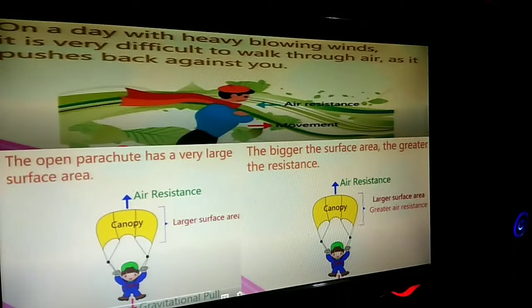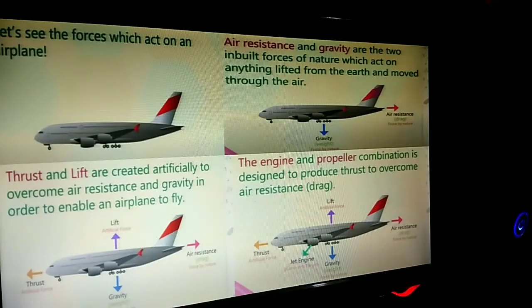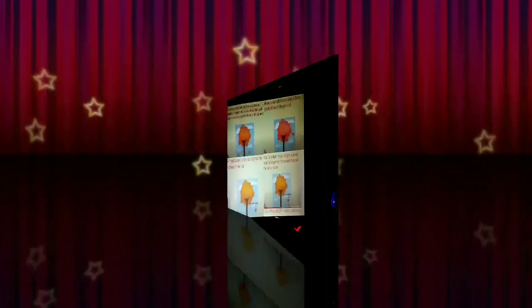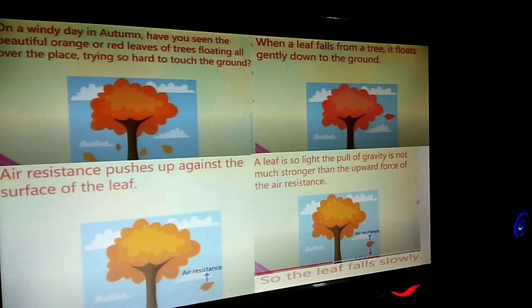Same way, opening a parachute. Why do we need to open a parachute? The larger the surface, the greater the resistance of the air. So larger surface area gives larger air resistance. Basing on the same phenomenon, now observe all these pictures and the clippings of the slides and draw the conclusions.